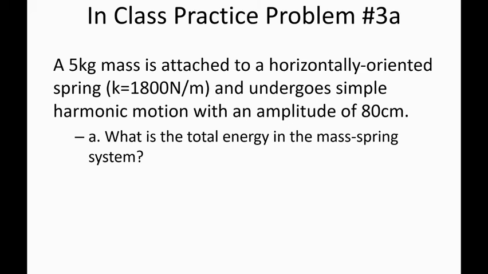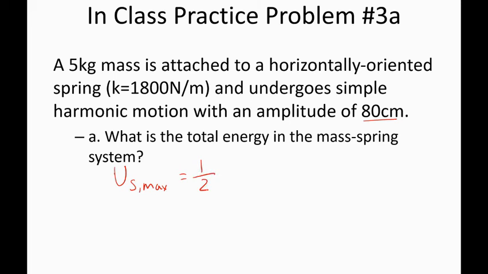So let's look at an example problem for ourselves. A 5 kilogram mass is attached to a horizontally oriented spring. The constant is 1800 newtons per meter, and it undergoes simple harmonic motion with an amplitude of 80 centimeters. What is the total energy of the system? Well, the total energy of the system is going to be your maximum potential energy. Your maximum spring potential energy is going to be your total energy.